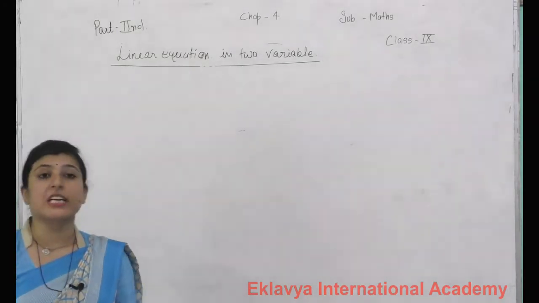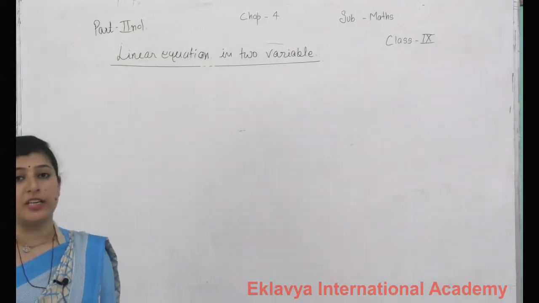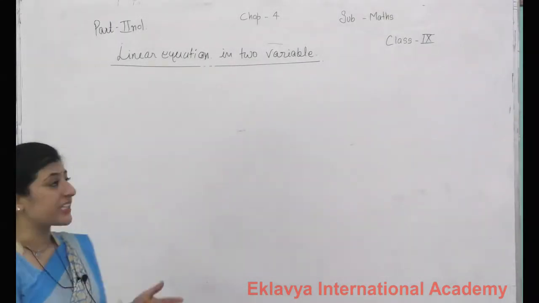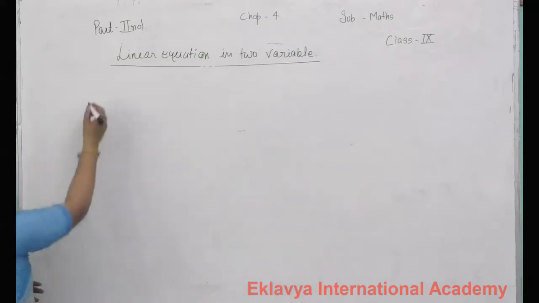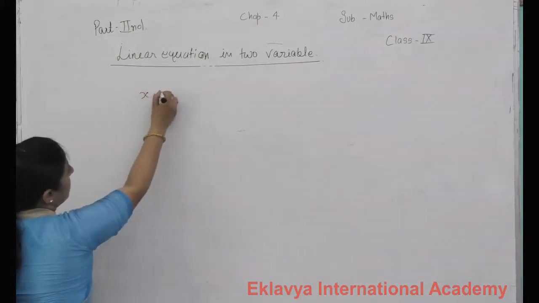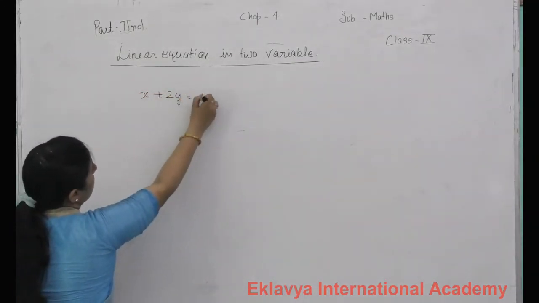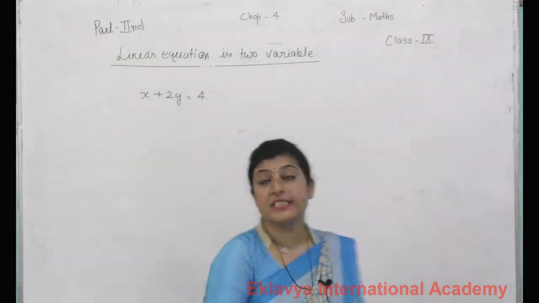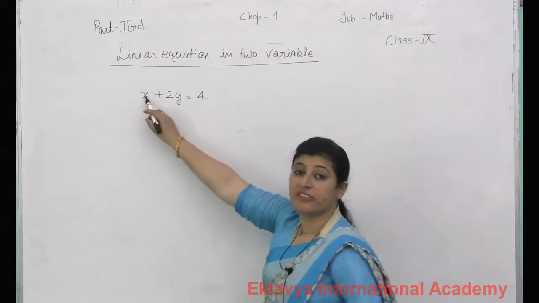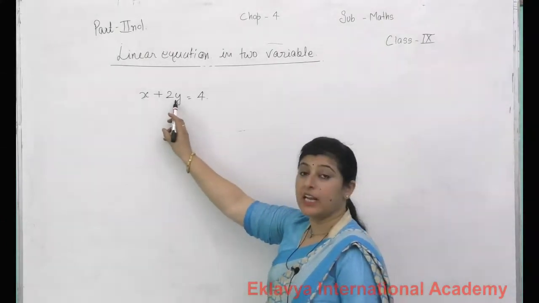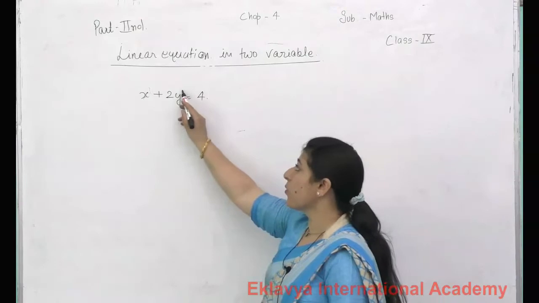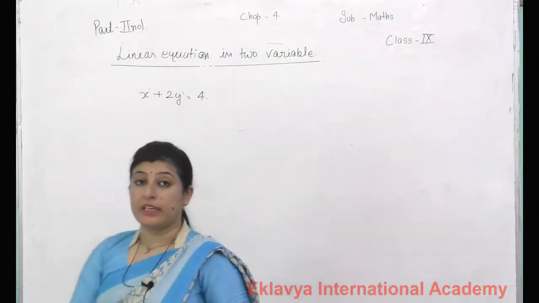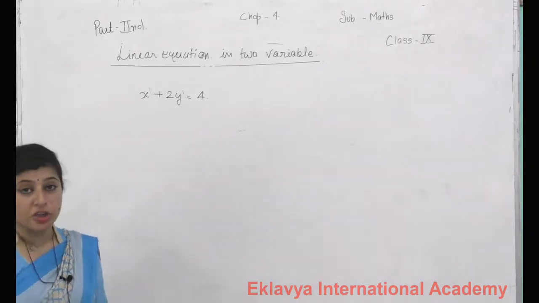We already studied how to find the solution. Now how to plot this solution on the graph, we will check it. We take one example. Suppose I take x + 2y = 4. This is a linear equation in two variables. Easily you can see x is one variable, y is the second variable, and the highest power is 1. It means it is a linear equation in two variables.